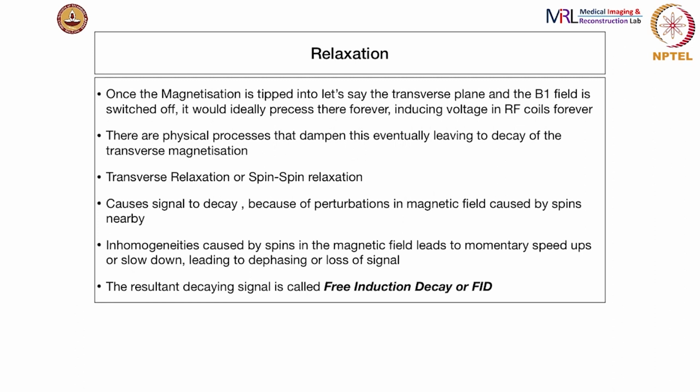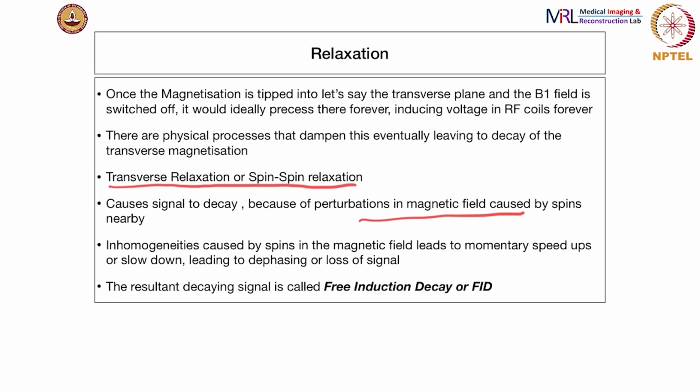So there are two processes that lead to that decay. One of them is called the transverse relaxation or spin-spin relaxation. This causes the signal to decay because of the perturbations in the magnetic field caused by the spins themselves. Neighboring spins will modify the B0 field at a particular spin location. So this leads to inhomogeneities. And the way you think of it is dephasing: a bunch of spins precessing in the plane, and each of those spins will cause some inhomogeneity somewhere else, right?